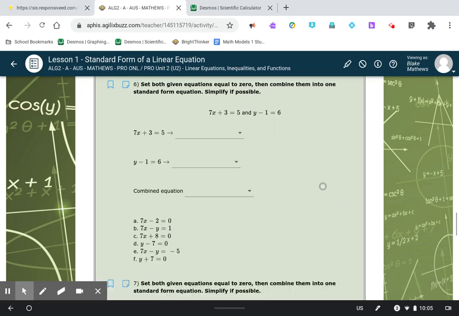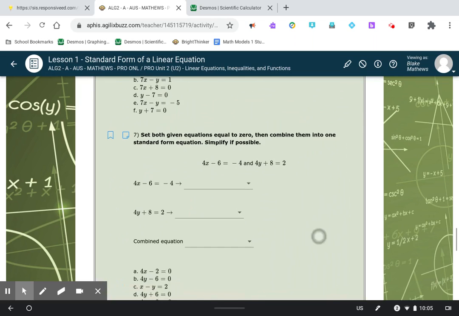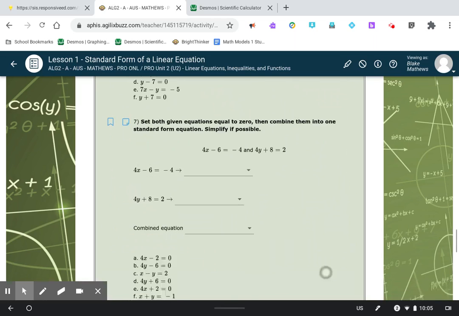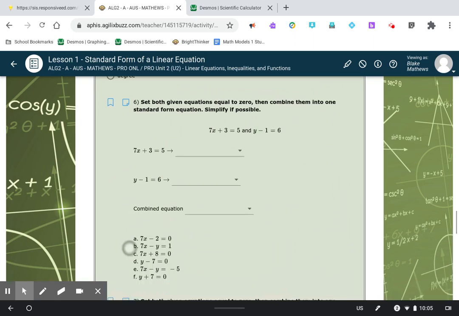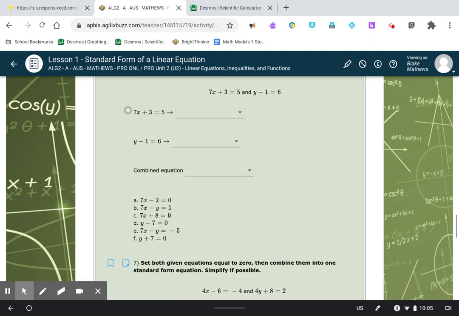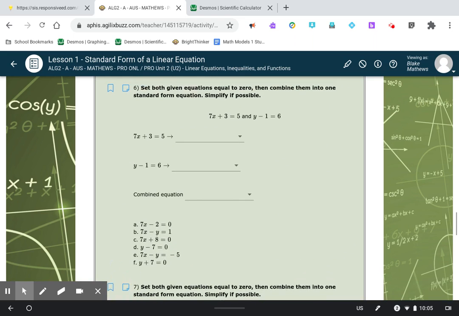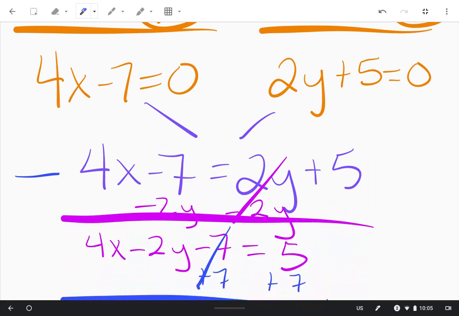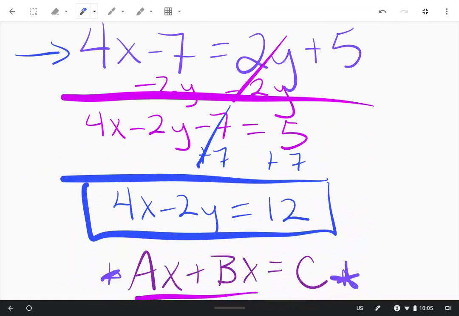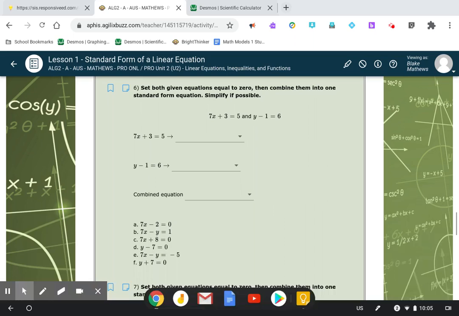here in number 6, number 7, and then we'll talk about 8 and 9 in a second. But basically, you need to take each one of these equations, set it equal to 0, and find the one that matches. Which one of these is the correct version of this once it is set equal to 0? Same thing with this one, set it equal to 0. Then write them out like I did here, where I combined them, and then solve that until it is in standard form. Again, this is the goal here, is standard form. Once it's in standard form, that's your final answer for the combined equation.